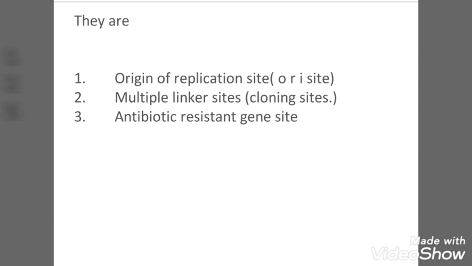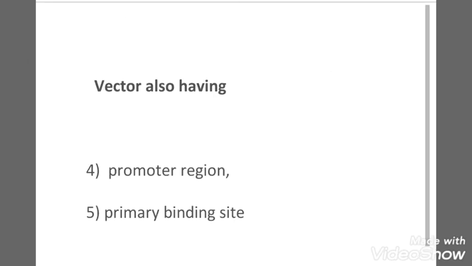The important sites are in the plasmid. There are three important sites, and other sites also: origin of replication site, multiple cloning site, and antibiotic resistant gene site. There are three important sites. In the previous diagram you will observe these sites: the ORI site, the cloning site, multiple linker site, and the antibiotic resistant gene site. Each and every plasmid has three important sites: ORI site, multiple cloning site, antibiotic resistant gene site.